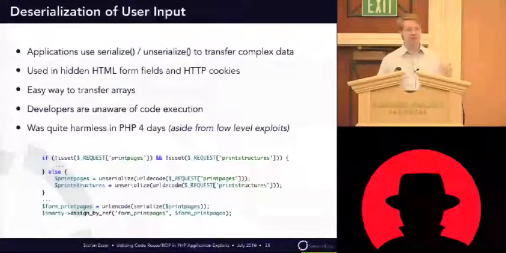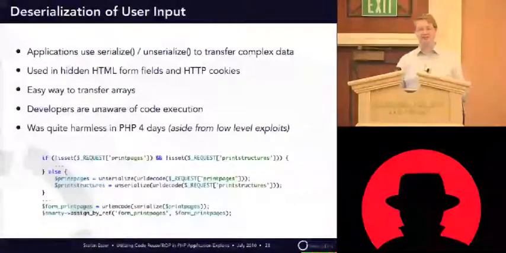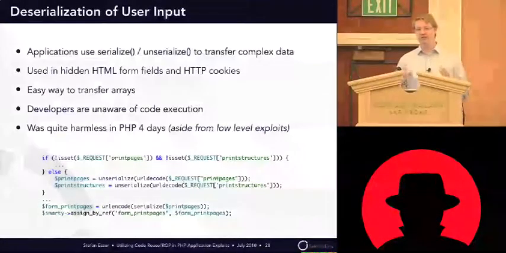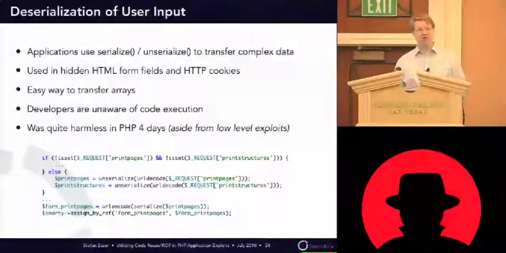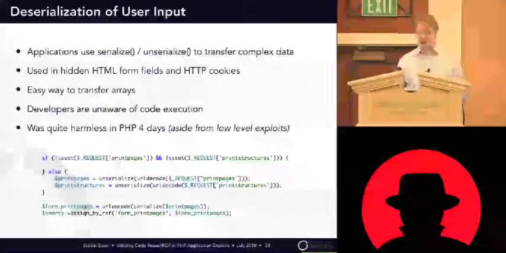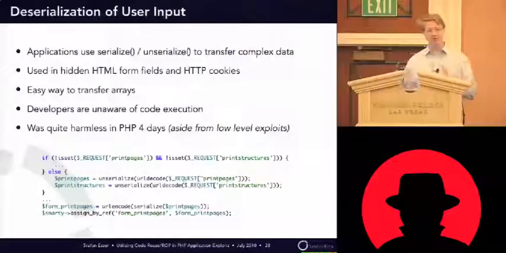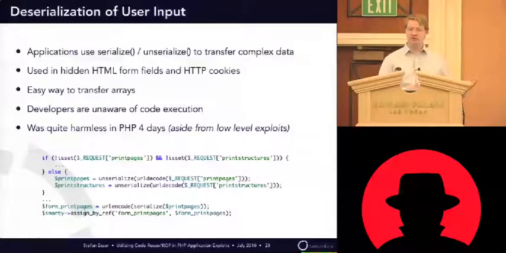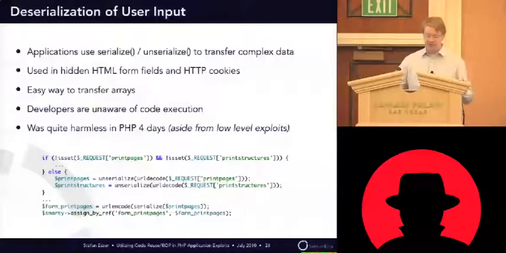So every time a PHP application has to transfer a whole array to the client and back, the PHP developer has to choose a way to do that. And traditionally, they were all lazy and just used serialize and unserialize. So they put the array through serialize and just use the string, for example, in a hidden form field. And most of the time you see serialized content in hidden HTML form fields or in the cookie.